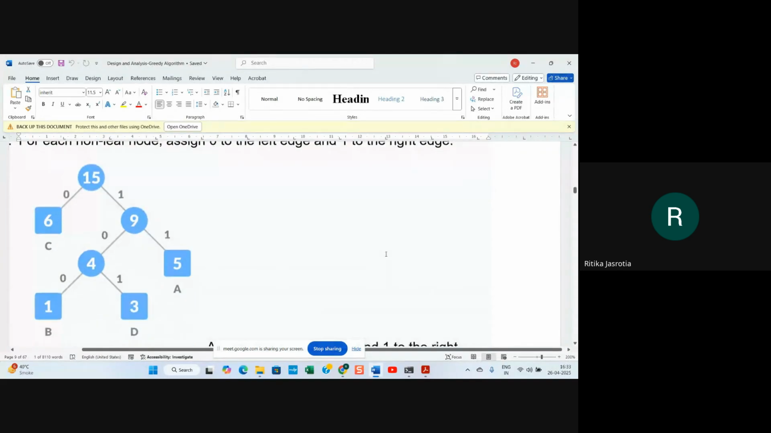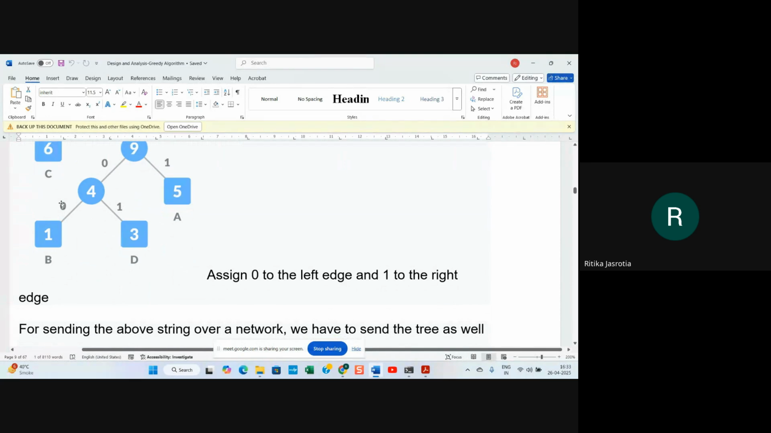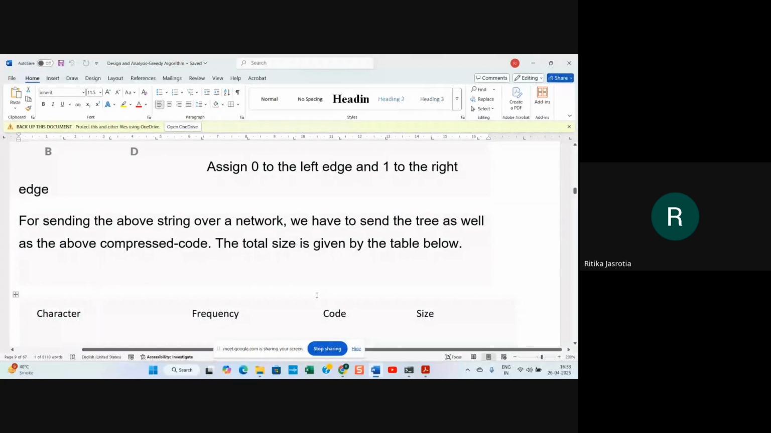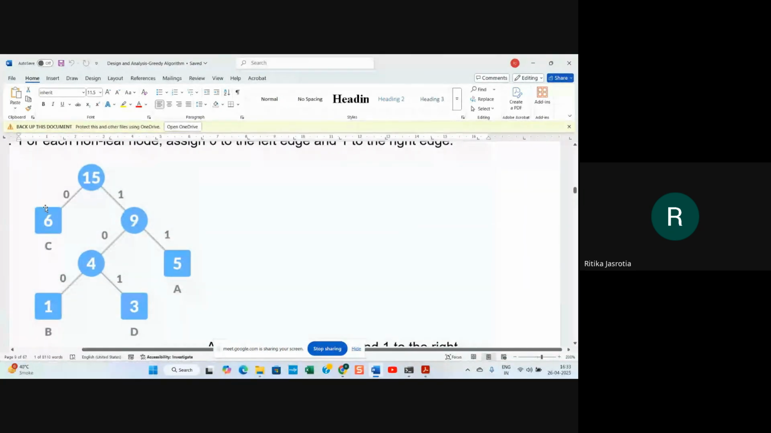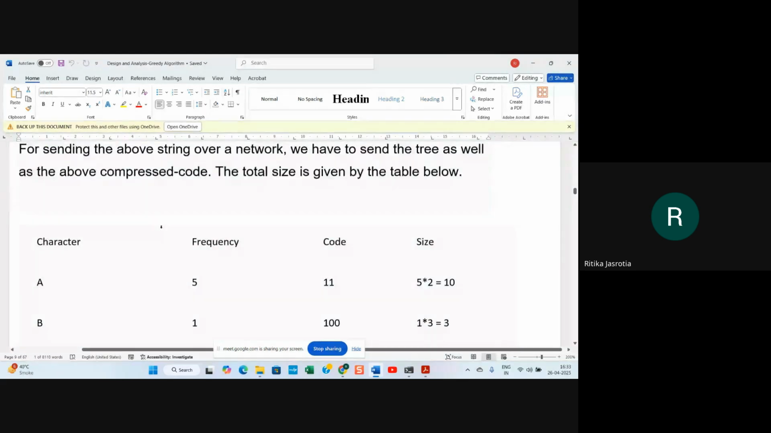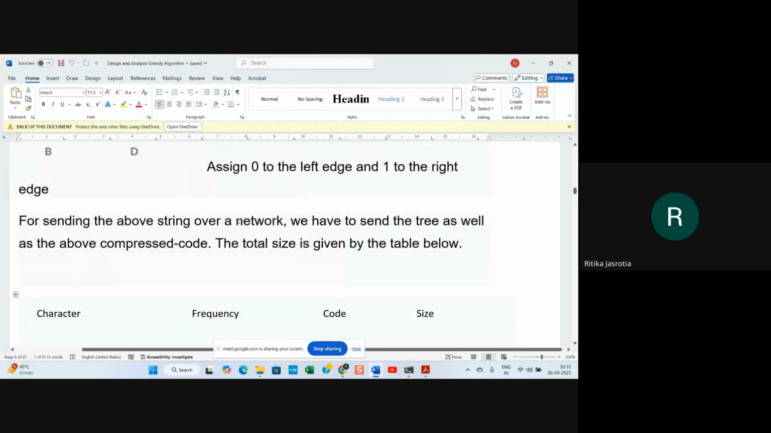Okay, so they are saying assign 0 to the left node and 1 to the right node. So 0 will go to the left, and to the right edge you will assign 1. So you will do it not according to what I was telling earlier. Left edge is 0, right edge is 1. That is how you will assign. For sending the above string over a network, we have to send the tree as well as the above code. So the total size is given by the table below.